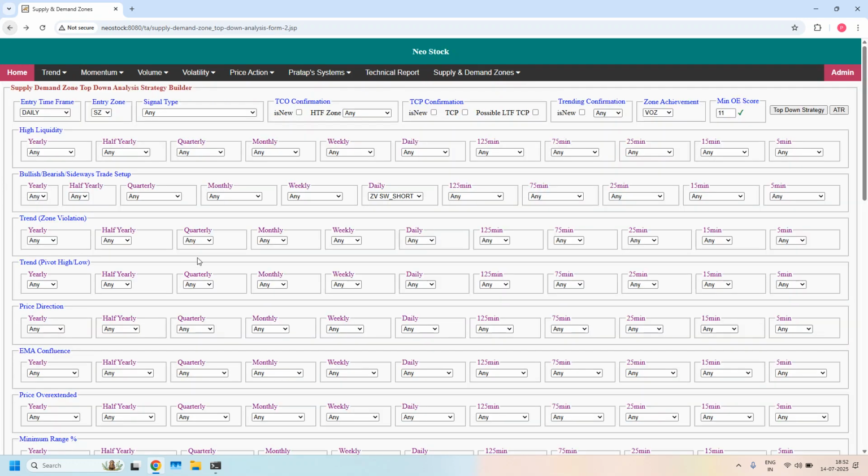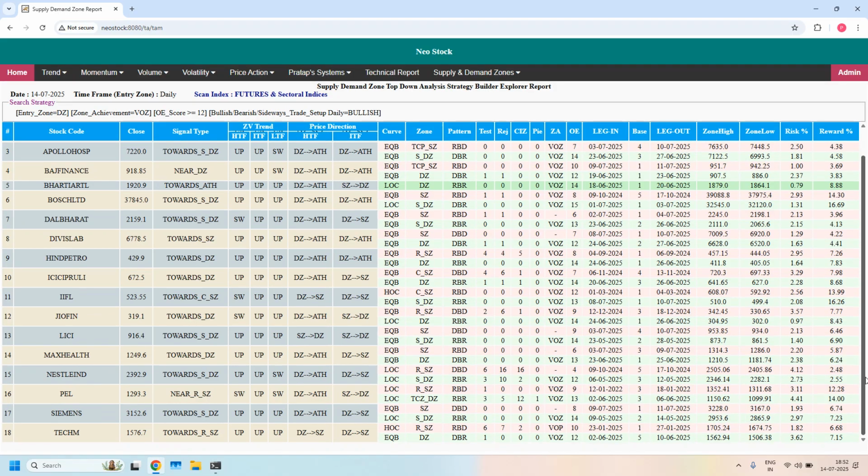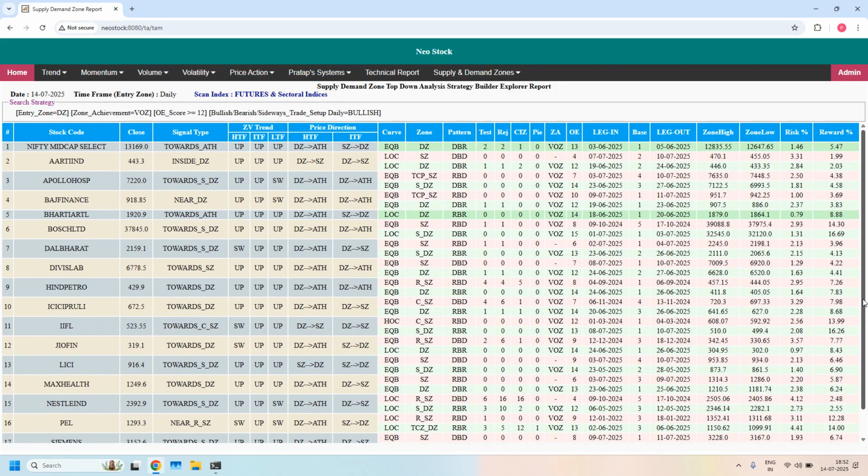Next, bullish trade setup for monthly income trade. Changes are daily demand zone and here bullish. And one more change, minimum odd enhancer score should be 12. We got 18 stocks, first 16 stocks in the list, and all the entry time frame zones are daily demand zones.